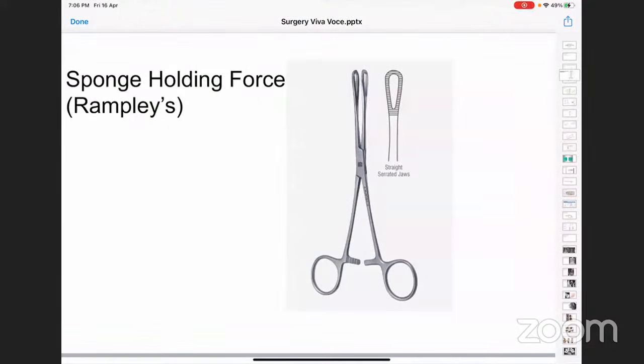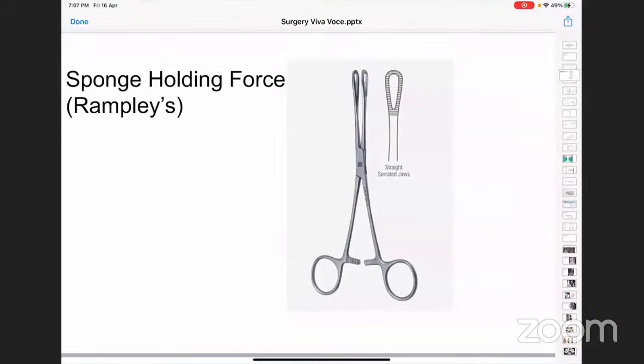So what are the obvious uses of the sponge holding forceps? You use it to hold sponges. This sponge can be held either as a part of your painting and draping just before you start the surgery. You can hold a sponge that has been dipped in either spirit or povidone iodine, which helps in prepping the part for surgery. Alternatively, you can also use it to hold sponges during different steps of a surgery.